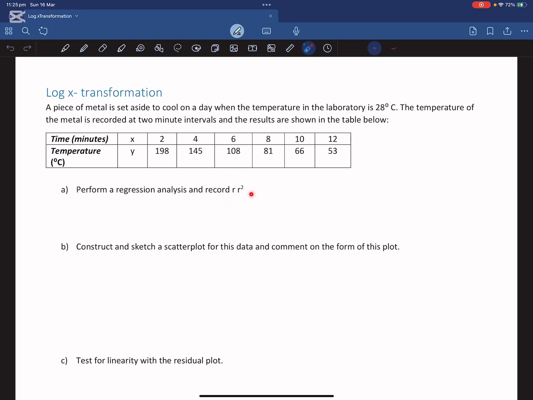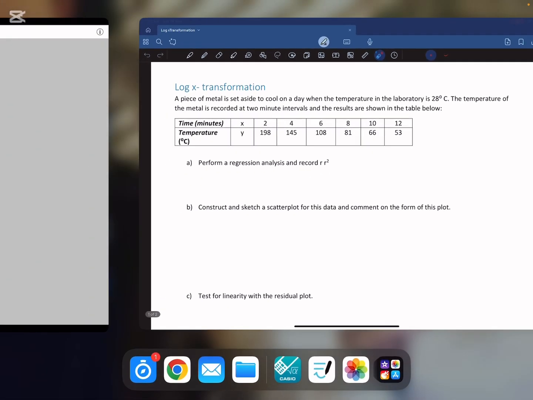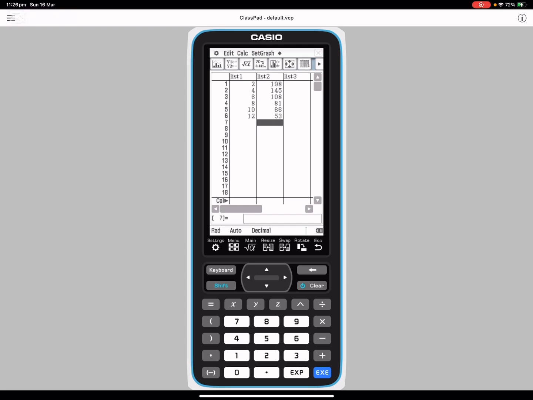So for your SAC, this is really important, especially the R squared, because that is the basis of the improvement of a data transformation. We need to improve R squared, so we need that data first. All right, so if I open up the CAS, I've put my data in statistics. List 1, always put in your EV values. List 2, always put in your RV values. If you do it this way all the time, you won't get confused.